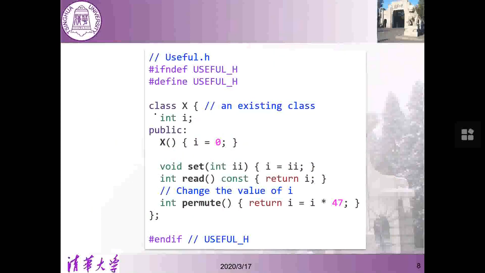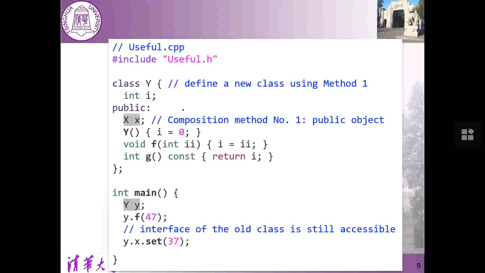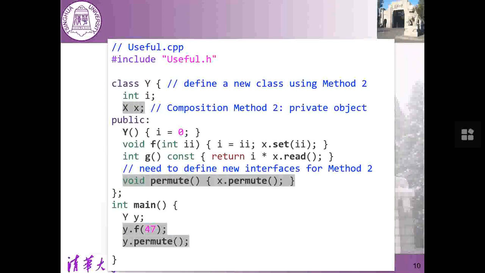We have a class X, with a constructor, the member functions set, rate, and permute. Then we define class Y, the new class, which reuses the old class as a public member object. In this way, it is public composition, right? Then we can define a new object. Because the member object is public, we can directly access this member, and we can directly access the member's interface, set. So this is public composition.